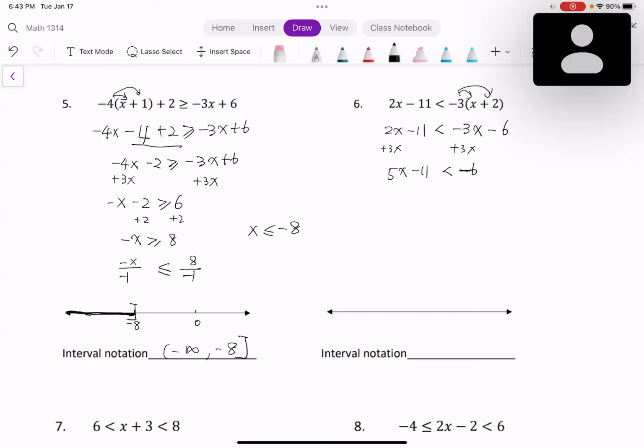On both sides we can add 11. 5x is less than +5. And now, do I need to flip the symbol? No, because I only need to divide by +5. X is less than 1.